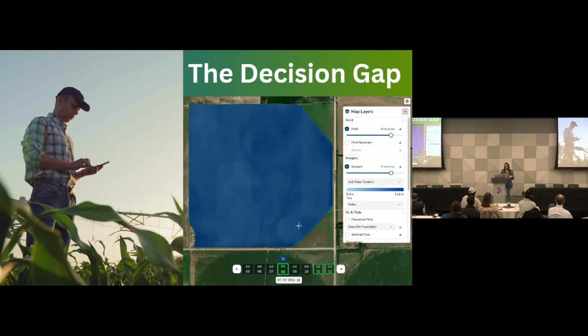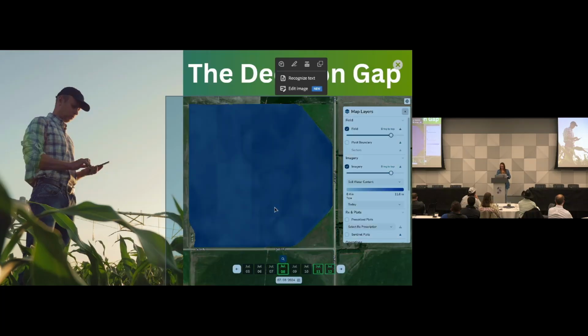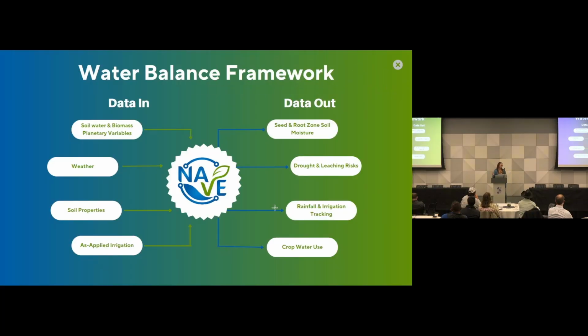So my piece, the company that we're building, really comes in on maybe your third step of irrigation management. You have to get through the first two before you get to looking at what we're doing. So what are we doing at NAVE? We are building the water balance framework without having to have sensors in the field. So we're using satellite data.